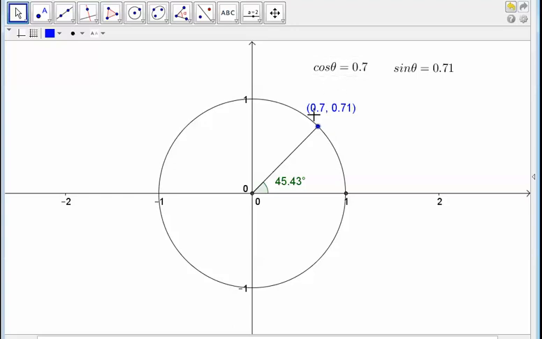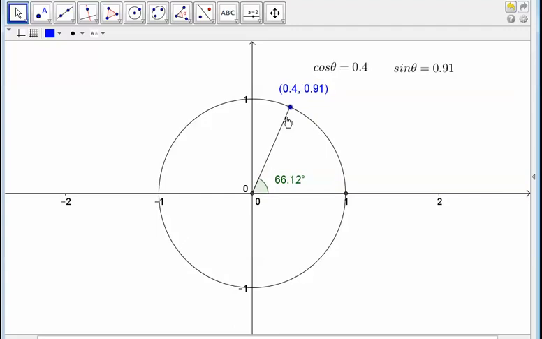But it's also doing an extra thing for me. It's working out this angle, which is 45.43 degrees, made with the x-axis in an anti-clockwise direction. It's also doing cos of the angle, rounded to 2 decimal places, so cos of 45.43 is 0.7. And sine of the same angle is 0.71. You can see they match up.